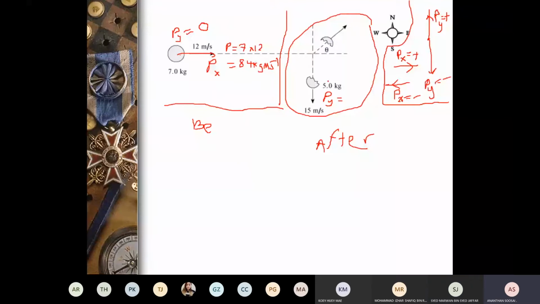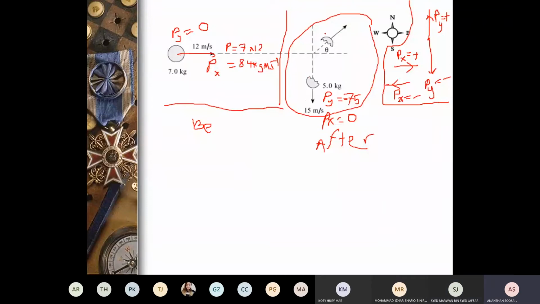The 5 kg fragment is directed straight downwards. The py value is 5 times 15, which is 75. For this body, what is the px value, the horizontal component of the momentum? If it moves perfectly vertically, the horizontal component is 0. But sorry, py should be negative 75, not 75, because it is directed downwards.